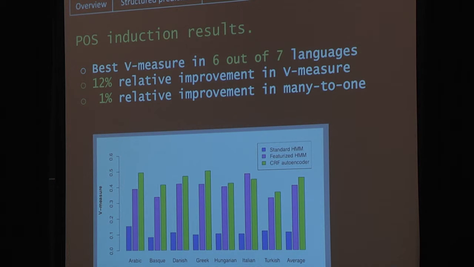So now the part-of-speech induction results. We tuned using an English dataset and tested with 7 other languages. We found that the CRF autoencoders outperform both the blue and the purple models on average and in most languages. We recently got better results when we used a Gaussian reconstruction model, but they're not in the paper, so I'll save them to a different talk.